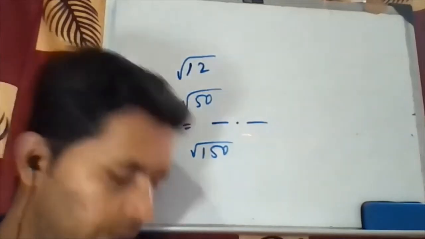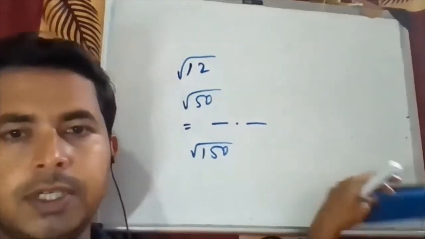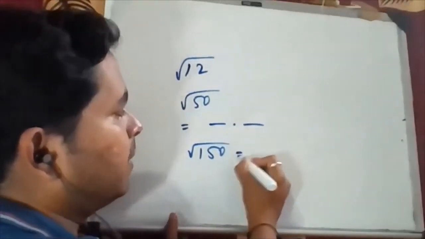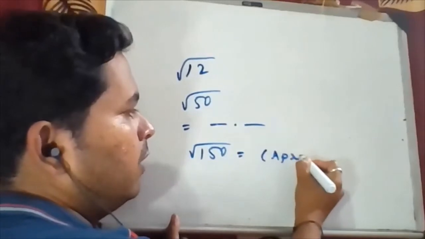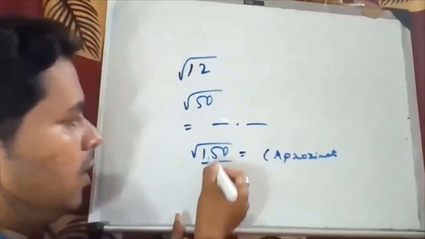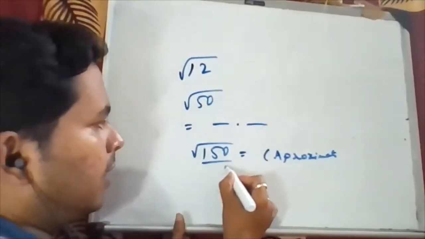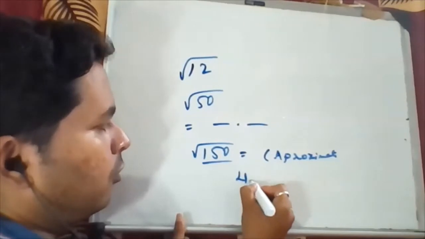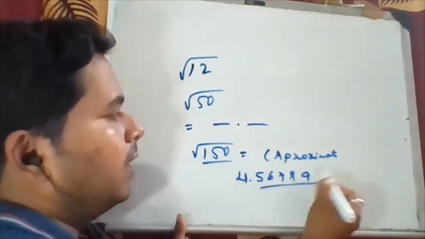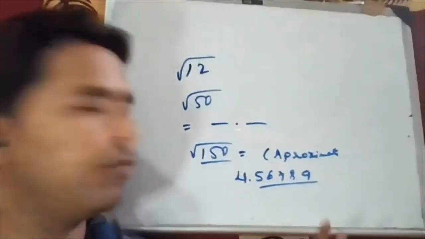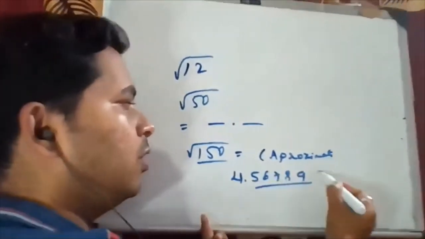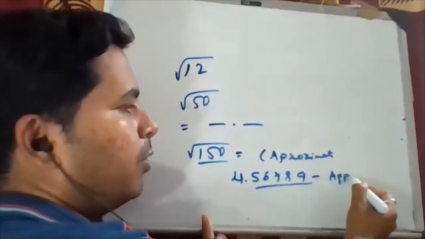So we'll find the square root of such a value, but whatever value we find will be an approximate answer. In the sense, suppose the answer for 150 is something like 4.5678, that will come in the calculator also. If your answer comes in decimal value with so many digits, then this answer will be called not an exact answer. This is called an approximate answer.